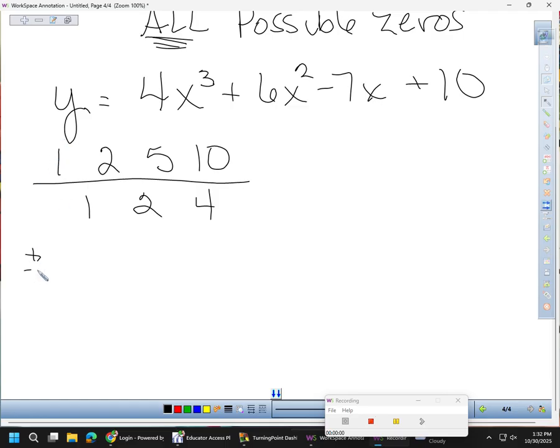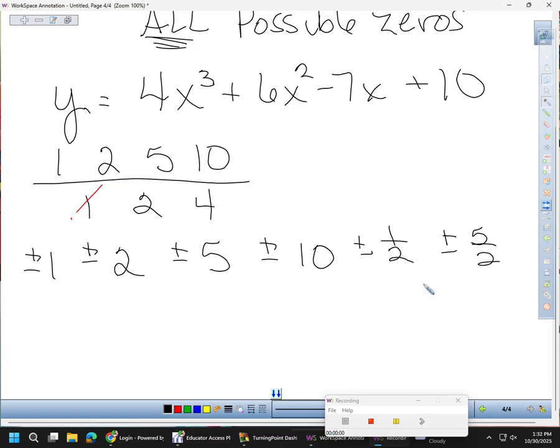So we're going to start here. Plus and minus 1 over 1 is 1. Plus and minus 2 over 1. Plus and minus 5 over 1. And plus and minus 10 over 1. All right, we're done with that one. Let's go to the next one. We have plus and minus 1 over 2. Plus and minus 2 over 2, which we already have. Plus and minus 5 over 2. And plus and minus 10 over 2, which we already have, right?